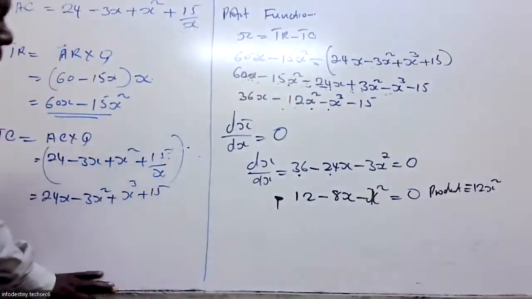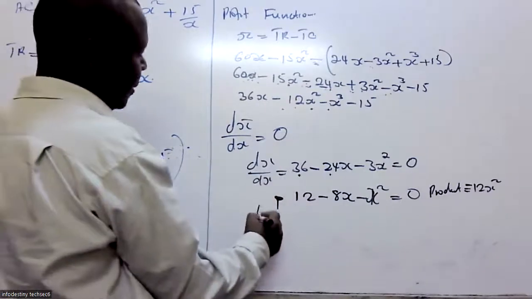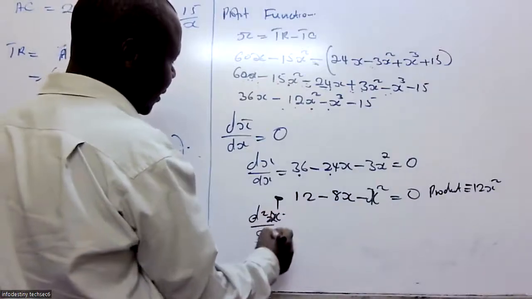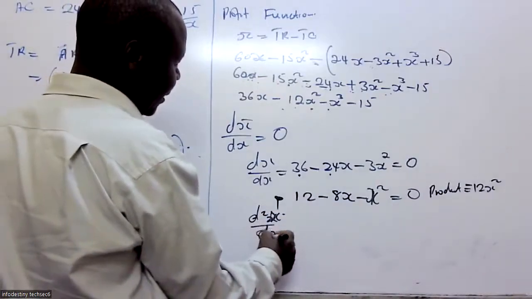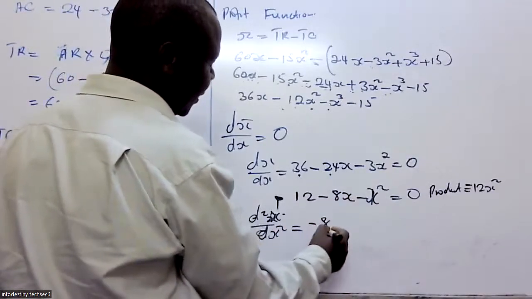Okay, so now what's that? You can't differentiate it again. That one is just going to help us to know whether to maximize it. But okay, we can differentiate. Let's differentiate the second time: d squared y over dx squared will be equal to minus 8 here together.